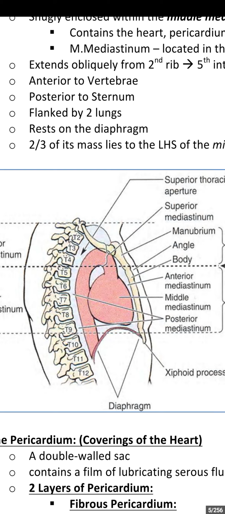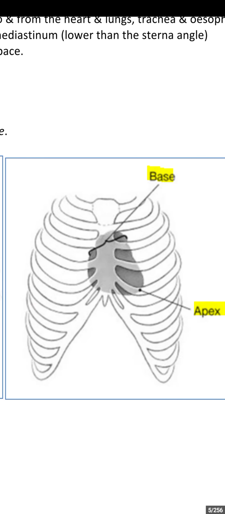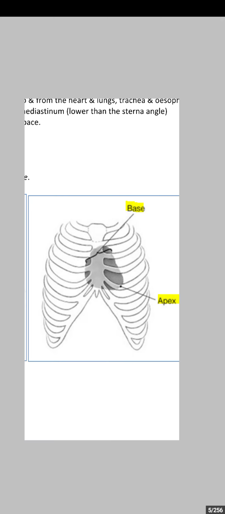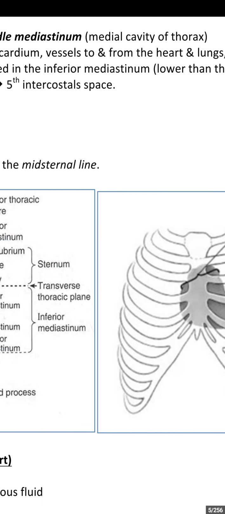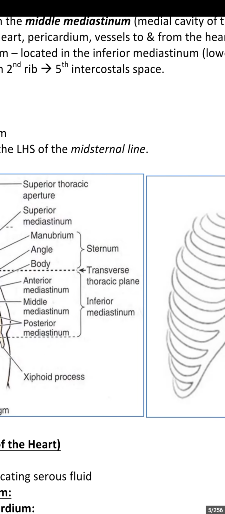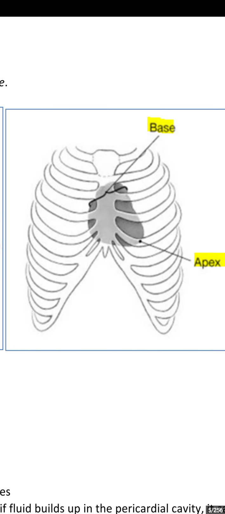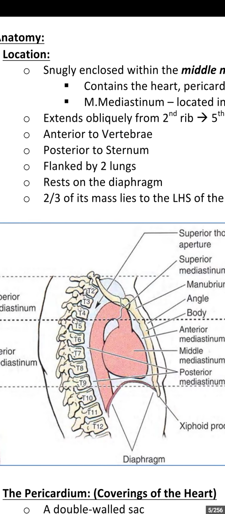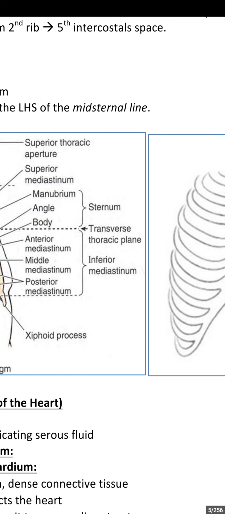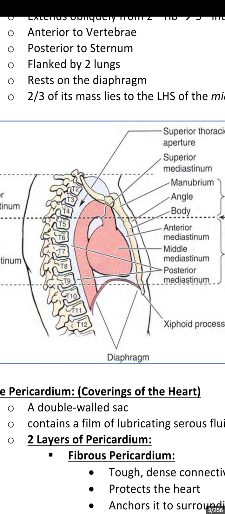And the heart is flanked. As you can see from this image, the heart is flanked by two lungs. The heart has a base and apex and is flanked by two lungs. It also rests on the diaphragm, as you can see from this image.